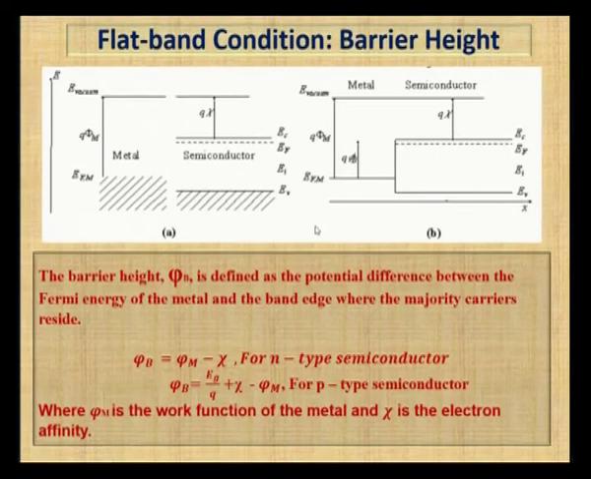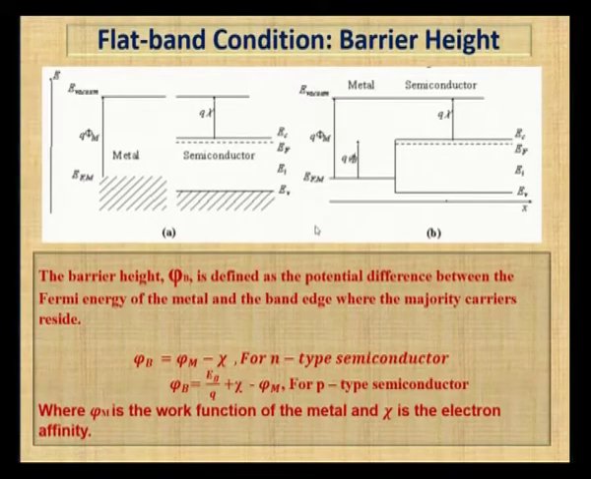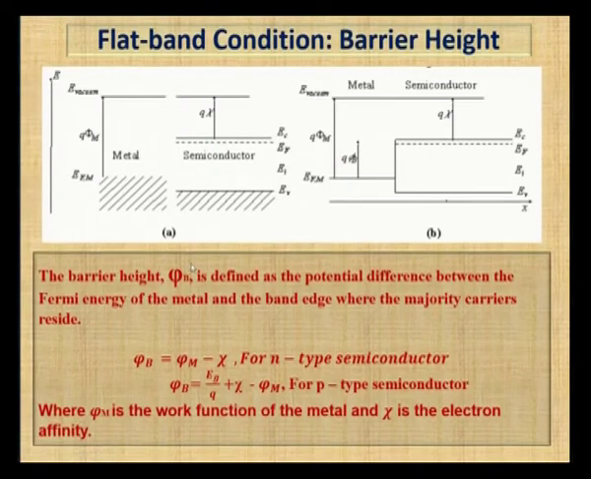From the flat band condition, when we make a contact of metal and semiconductor, we need to observe some things from the flat band diagram. The ones we are going to find out are the built-in potential and also the barrier height. We know that a barrier is formed due to the contact of metal and semiconductor. So, how are we going to calculate the barrier height and also the built-in potential? First, the barrier height. How are we going to find it?